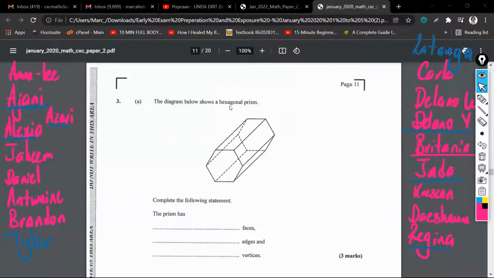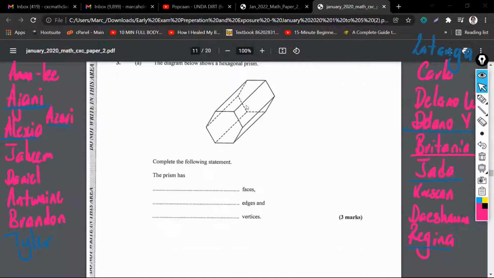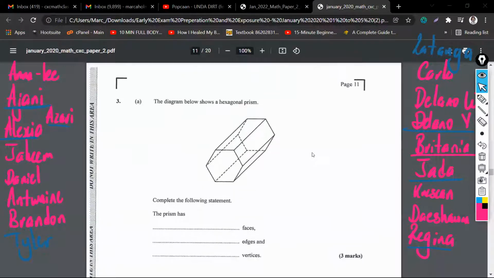It says here, the diagram below shows a hexagonal prism. Complete the following statement. So let me kind of just go through this with you guys. Ajani, you with me? Yes, sir. Right, so Ajani, based on this hexagonal prism, how many faces do you think it has? 8 faces, sir.